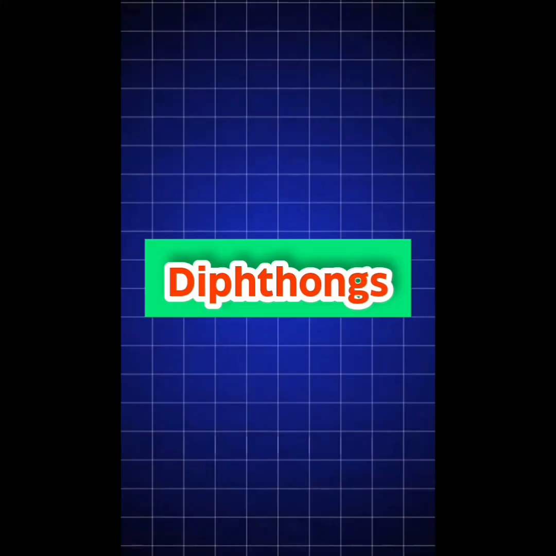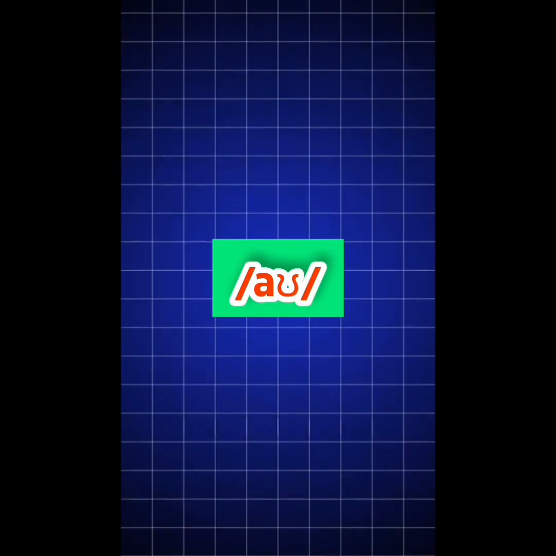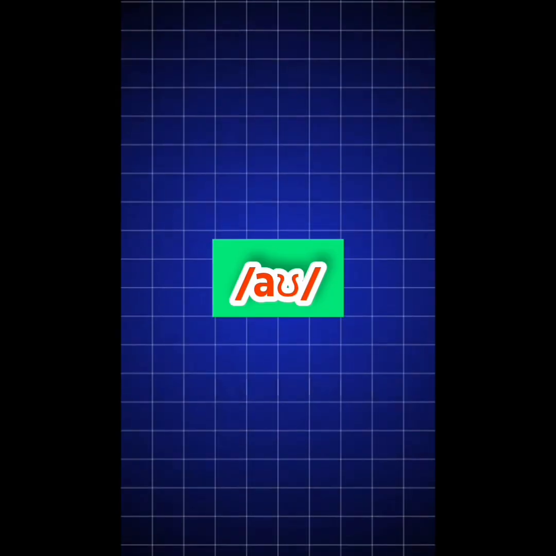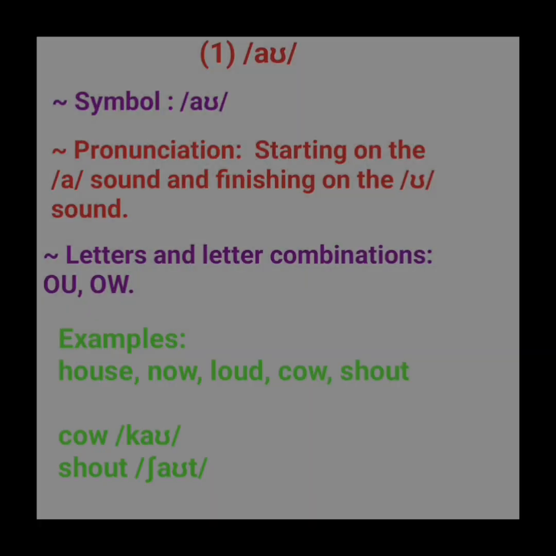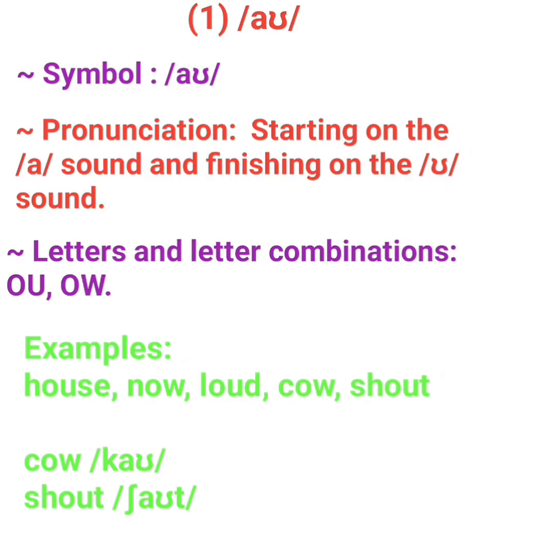The first thing we are going to examine now is /aʊ/. Have you seen the symbol? What I mean here by the symbol is what's used to represent that sound when you are transcribing it. Pronunciation: starting on the A sound and finishing on the O sound.